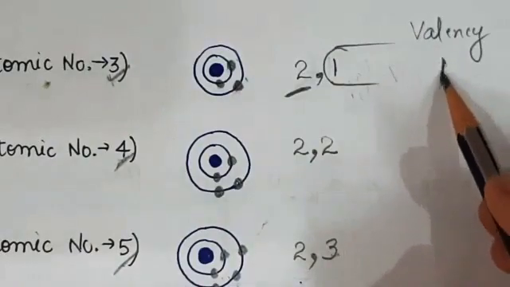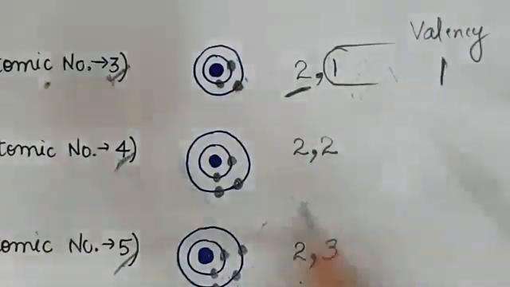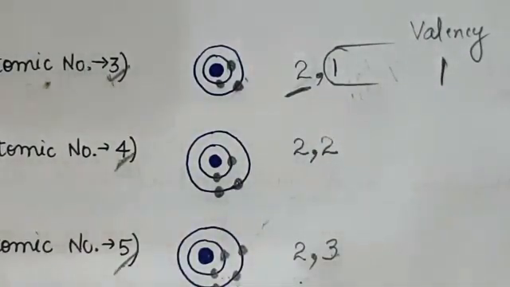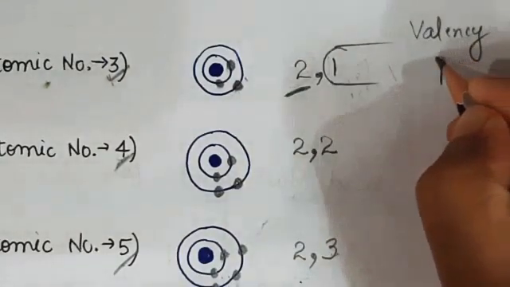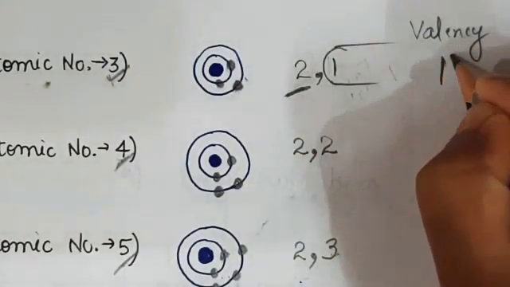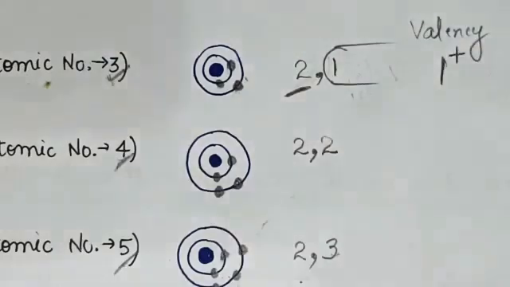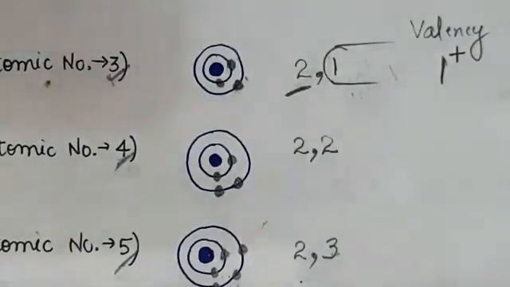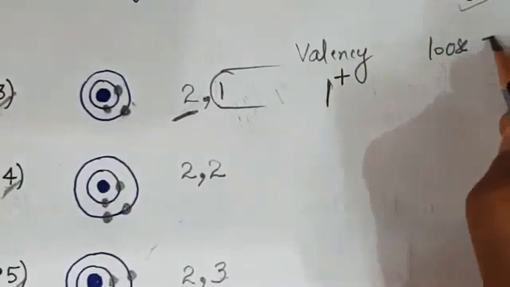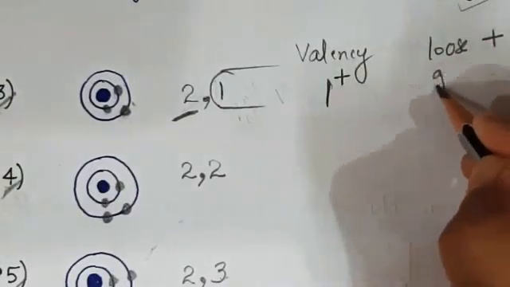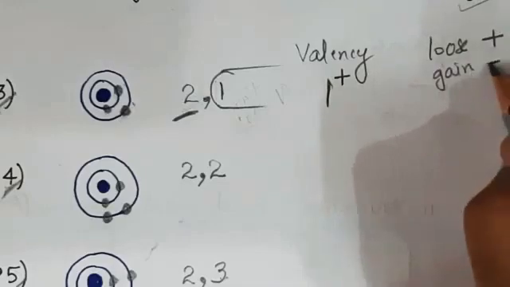1. And did it lose or gain? It lost. So what will be the charge? Plus or minus? It has lost, so the charge will be plus. Okay. If an electron is lost, the sign will be plus, and if it gains, the sign will be negative.